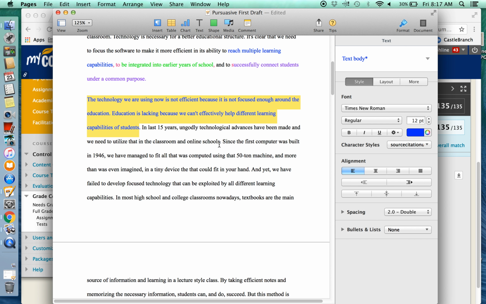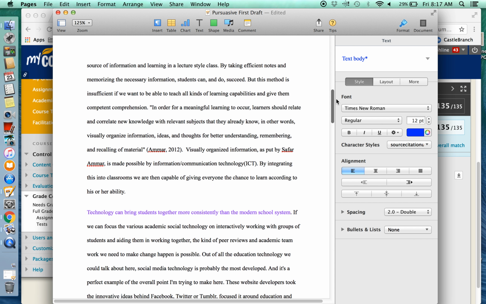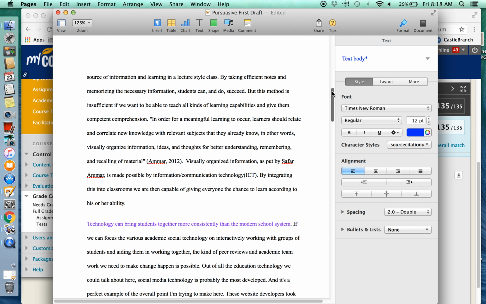as an example. So up here, my first key point is reach multiple learning capabilities, and then here's a sentence that says the technology we are using now is not efficient because it's not focused enough around education. Education is lacking because we can't effectively help different learning styles of students. That connects directly back to this, right? Multiple learning capabilities, multiple learning capabilities. So I know, oh, the author's about to talk about this key point. And all the information in this paragraph that follows connects back to this idea. It's all about focusing on these specific learning styles.